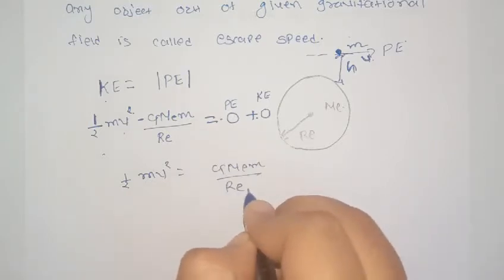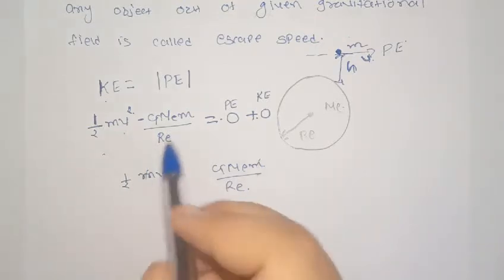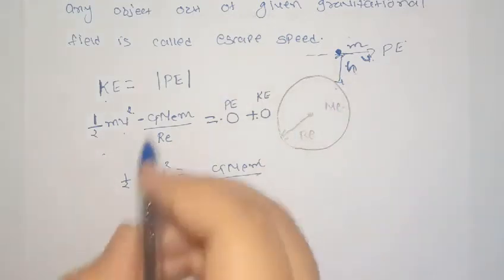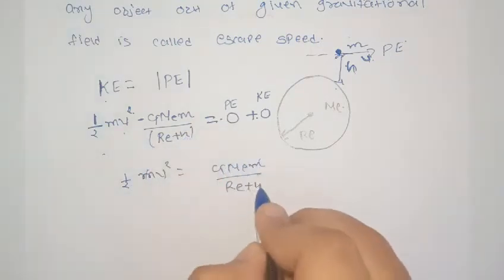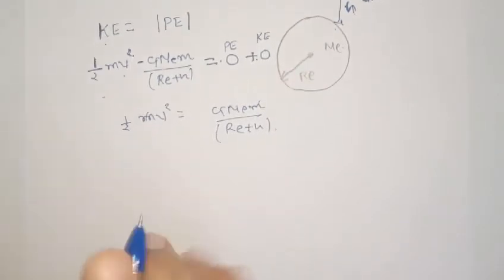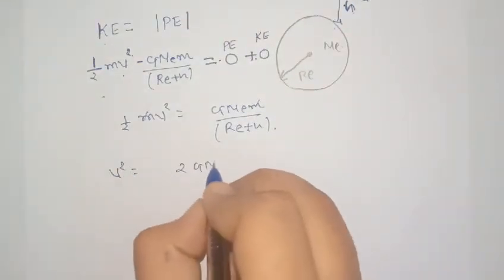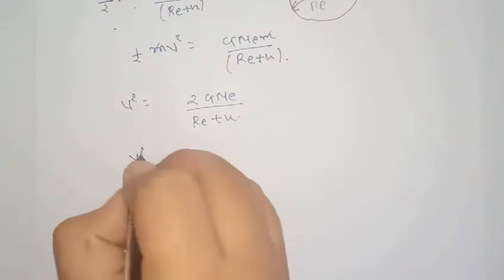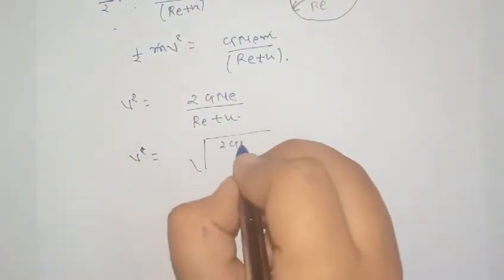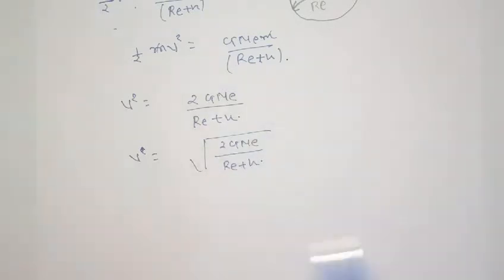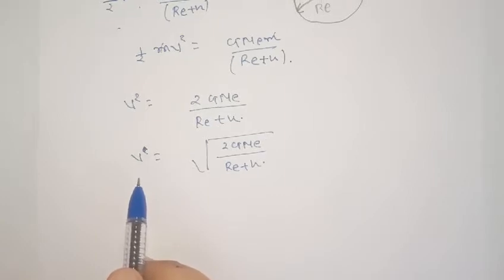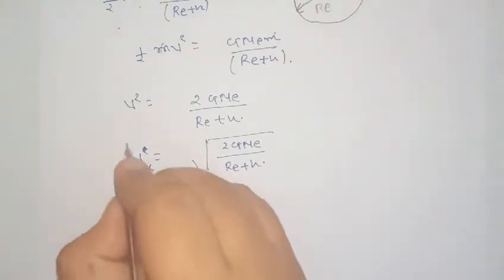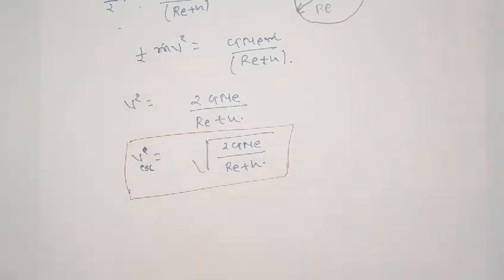G M_e m upon R_e. This m will get cancelled out. As we are throwing from a point that is above the surface of Earth at height h, this will be R_e plus h. So v square will be equal to 2 G M_e upon R_e plus h. So v will be equal to under root 2 G M_e upon R_e plus h. This is the minimum speed required to throw the object out of the Earth's gravitational field. So this is called v escape. So escape velocity will be under root 2 G M_e upon R_e plus h.